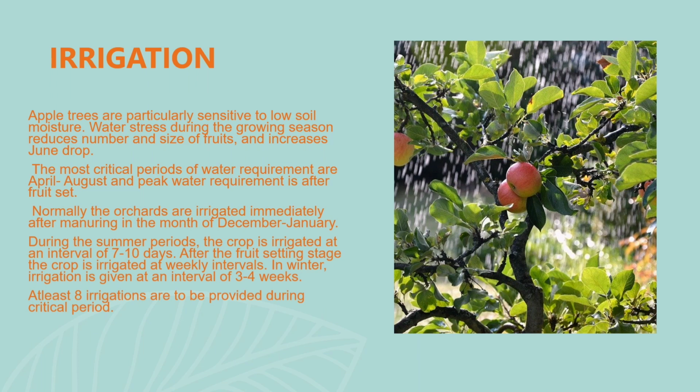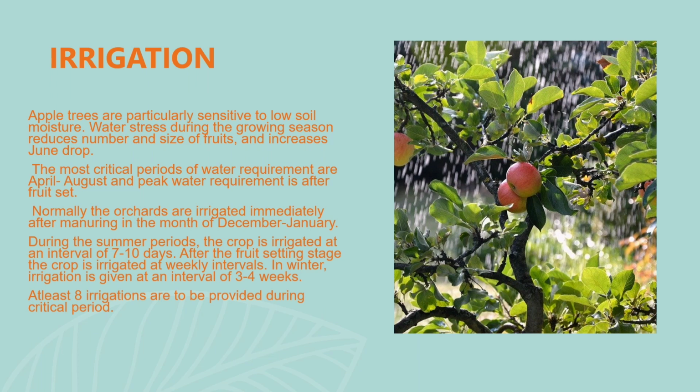Apple trees are particularly sensitive to low soil moisture. Water stress during the growing season reduces the number and the size of fruits and increases June drop. The most critical period of water requirement is April to August, and peak water requirement is after fruit set. Normally, the orchards are irrigated immediately after manuring in the month of December to January.